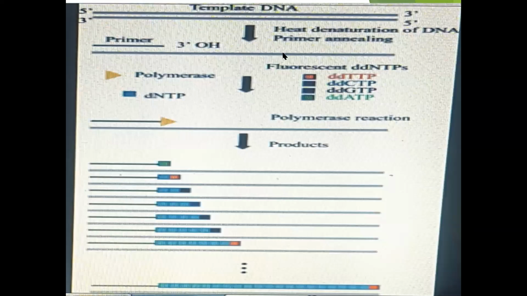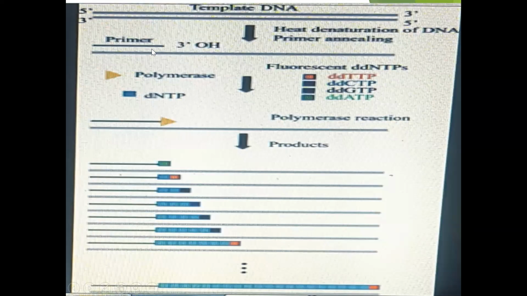So this diagram explains how the automated DNA sequencing is carried out. So this is the double-stranded DNA for which we need to determine the sequence. We subject it to heat denaturation so that it is converted into single-stranded DNA.